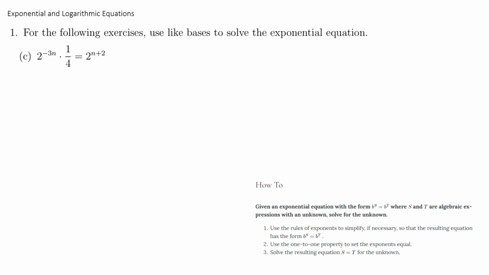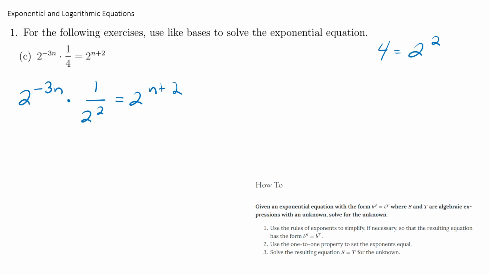Alright, so for the following examples, use like bases to solve exponentials. So here we see an example again where we don't have the same base yet, so we need to rewrite them. But it does look like I've got a 2, a 4, and a 2. So I think the only rewrite that we need this time is that 4 is going to be equal to 2 squared. So 2 to the 3n power times 1 over 2 squared is equal to 2 to the n plus 2.